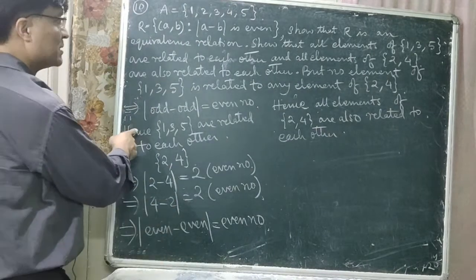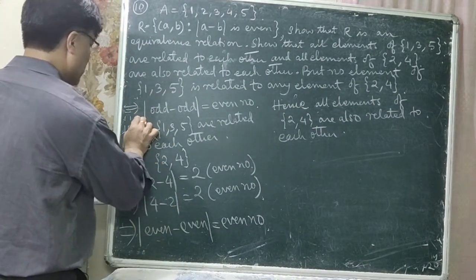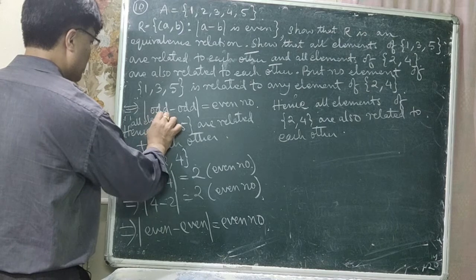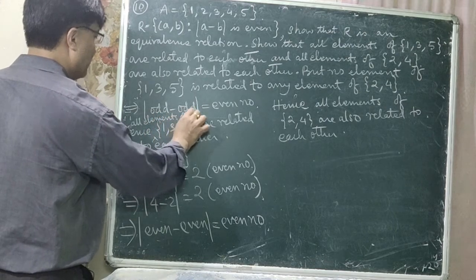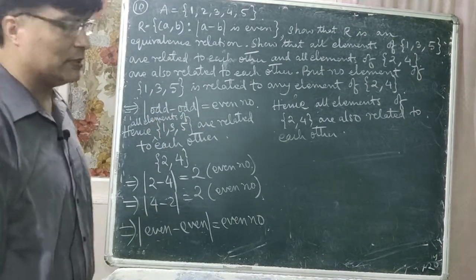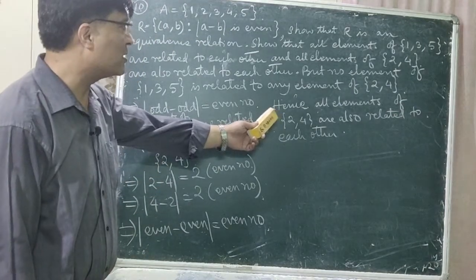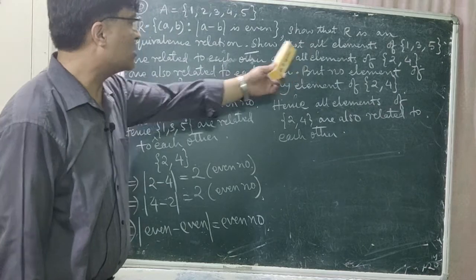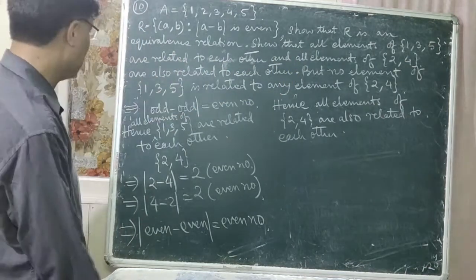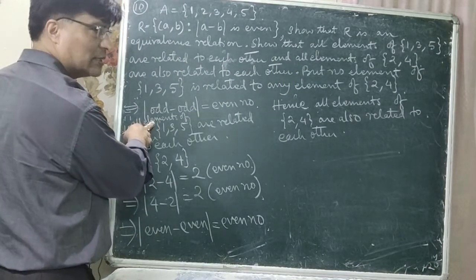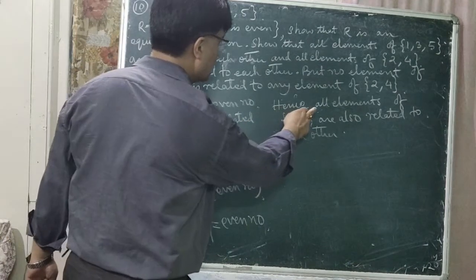Okay, so यहाँ पनि त्यसै लेख्ने: hence all elements of 1, 3, 5 are related to each other. Okay, so यो चाहिँ was second part को answer, यो चाहिँ was third part को answer, right? So that all elements of 1, 3, 5 are related to each other. यो के को answer भयो? This is the answer for the second part. This is the answer for the third part.